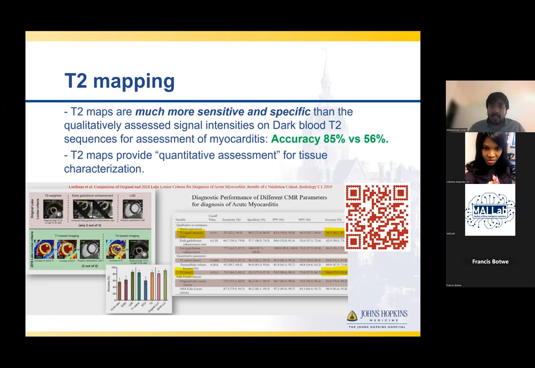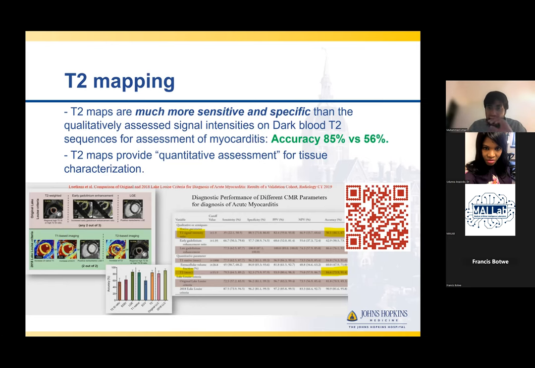Someone did a study and came up with the numbers, and T2 mapping is much more sensitive. The accuracy is 85% to tell edema versus 56% on dark blood T2, which is just a little more than 50%, like a flip of a coin. So T2 does add clinical value in your assessment on cardiac MRI, whether it's Takotsubo, acute MI, acute myocarditis, inflammatory cardiomyopathies, or acute rejection for the heart transplant, all these conditions.